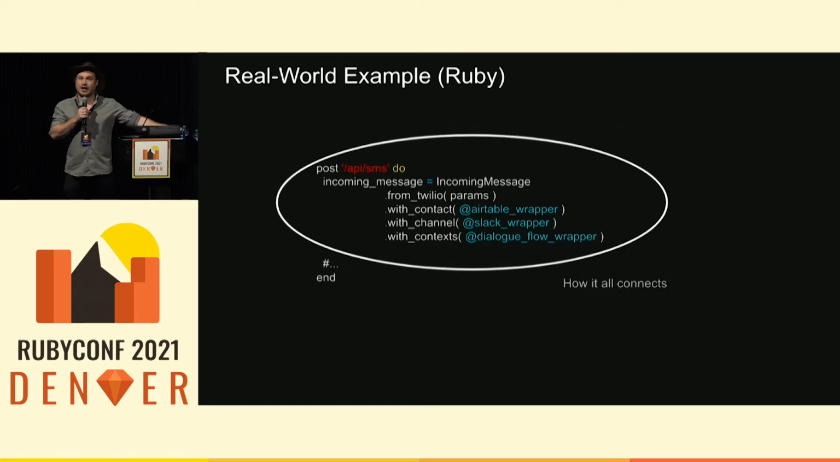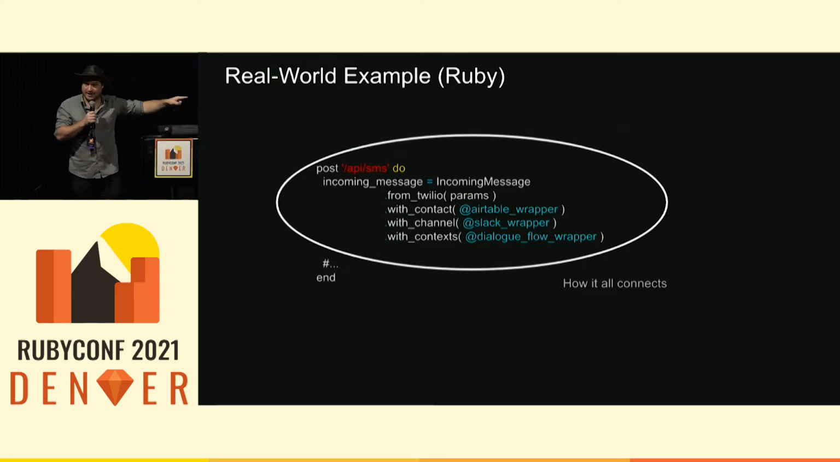Similarly, I've now got a graph of how all my pieces connect. Of course, drawing that graph with pencil and paper might be challenging, but that's why we have code.